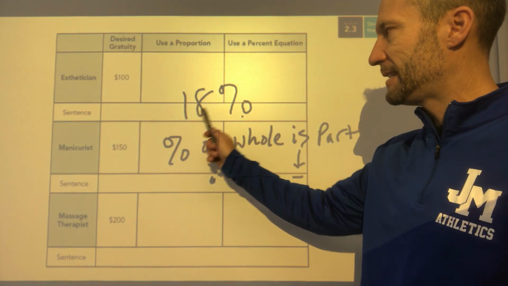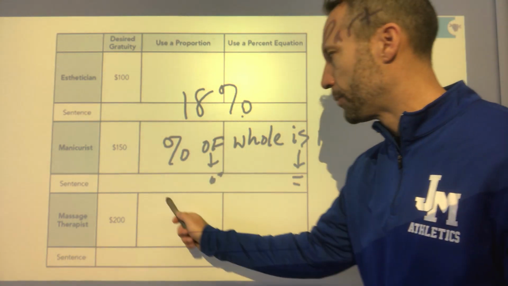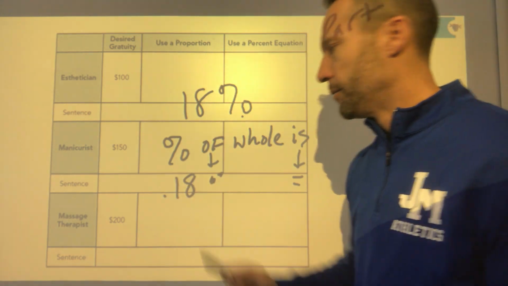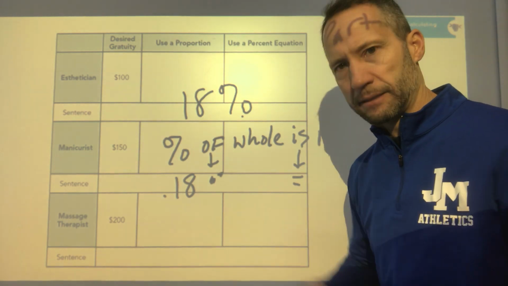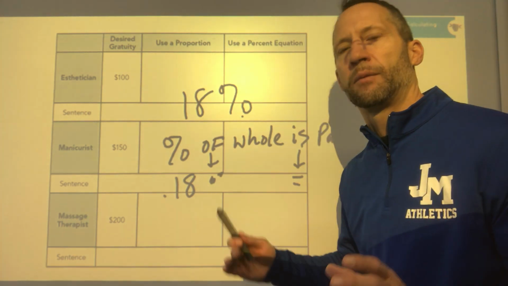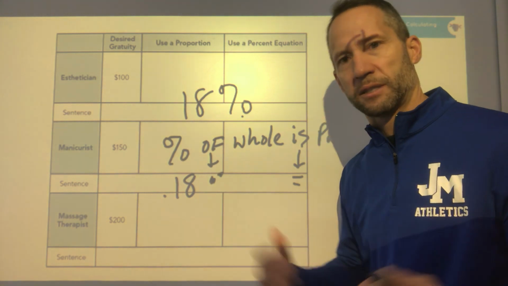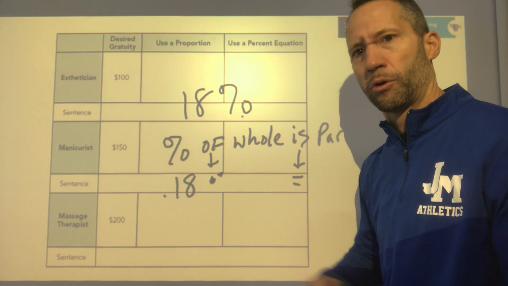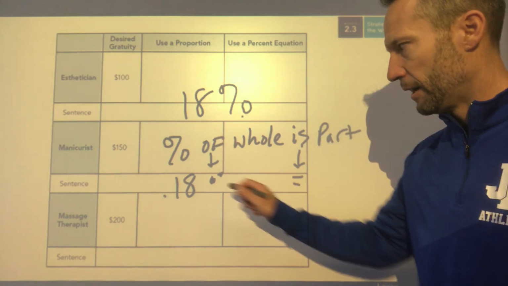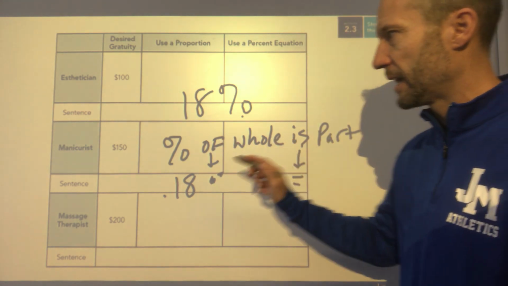So instead of writing 18 or 18%, I'm going to put 0.18 because 18 is not the same thing as 0.18. And 18 is not the same thing as 18%. So that was the discussion that we had. So we had to convert that percentage right away to a decimal before we wrote it into our equation. Okay, and again, of meant times. Our whole in this case, we don't know.